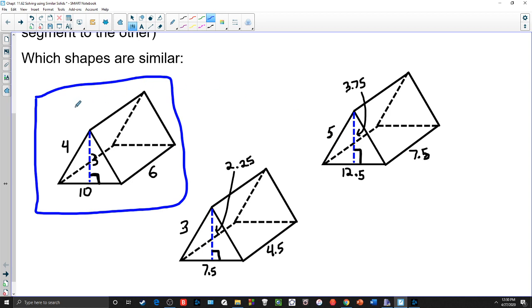So let's call this shape A, this shape B, and this shape C. Let's start by comparing A to B. If I take this 4 line here, which is part of A, it should correspond with this 5 line over here because it's going the same direction. They're both the sides of the triangle. And then the 10, the bottom line here, should correspond with 12.5, which is the bottom line there. So 10 over 12.5. And then the 3, which is the height of the triangle, should correspond with the 3.75 over here. So 3 over 3.75.